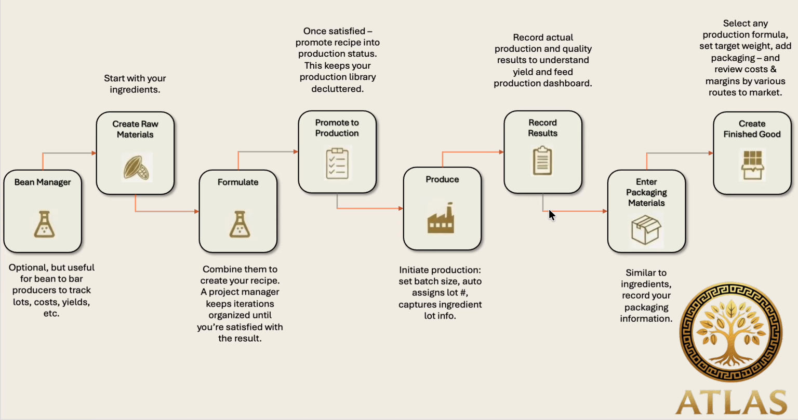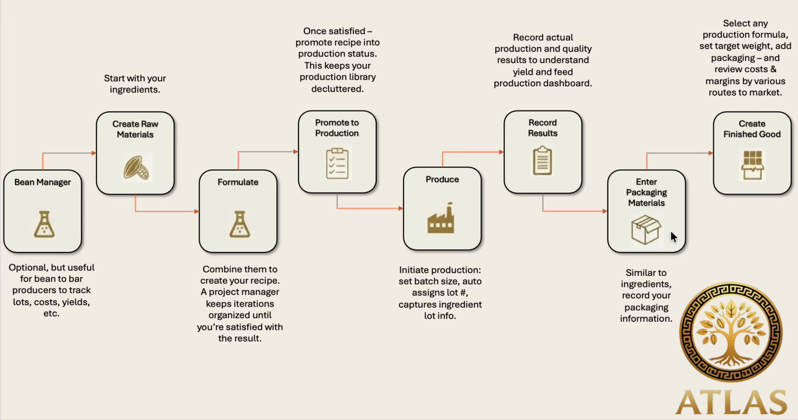From there, now that you've set up your raw materials and you've created your chocolate, you're probably going to be interested in selling that chocolate. So we'll enter in some packaging material information, whatever packaging materials you use. We'll set it up in a fashion that's very similar to how we set up our raw materials. And then our final step in the process is going to be to assemble them all into a retail finished good. So we'll be able to select from any production formula that resides in our production library, those subset of formulas that we have deemed worthy for production.